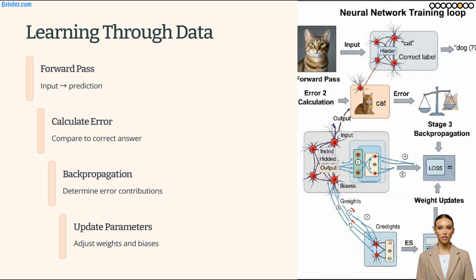How does a neural network learn? It's like a student studying for a test. We give it lots of examples, questions with the right answers. The network makes a guess, a forward pass, then we tell it how wrong its guess was. Calculate error. Then, through a process called backpropagation, it figures out which connections, weights, and biases led to the mistake and adjusts them slightly to do better next time. This cycle repeats over and over, making the network smarter and more accurate with each iteration. It's all about learning from mistakes.